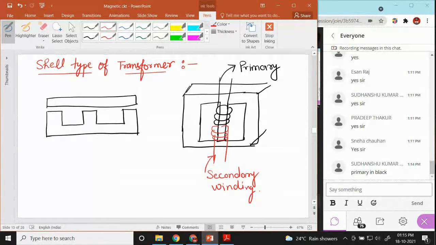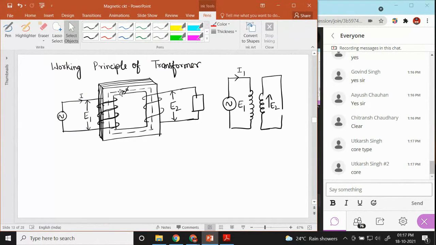In a shell type of a transformer, the core has three limbs. The central limb carries the whole of the flux, whereas the side limbs carry half of the flux. This portion is called core. This is the core type of a transformer.